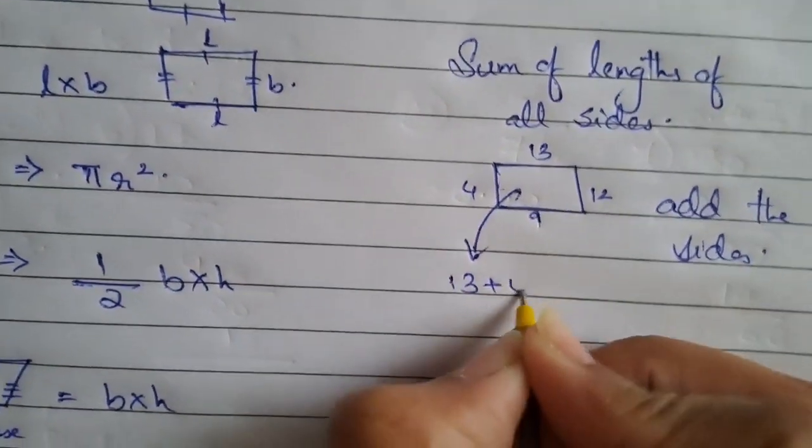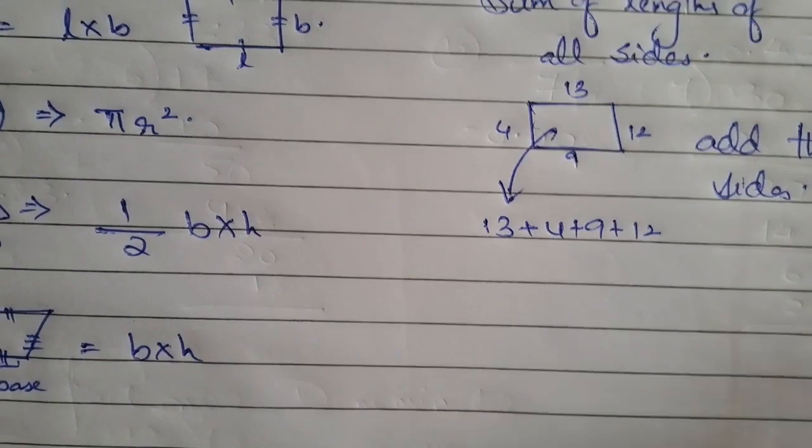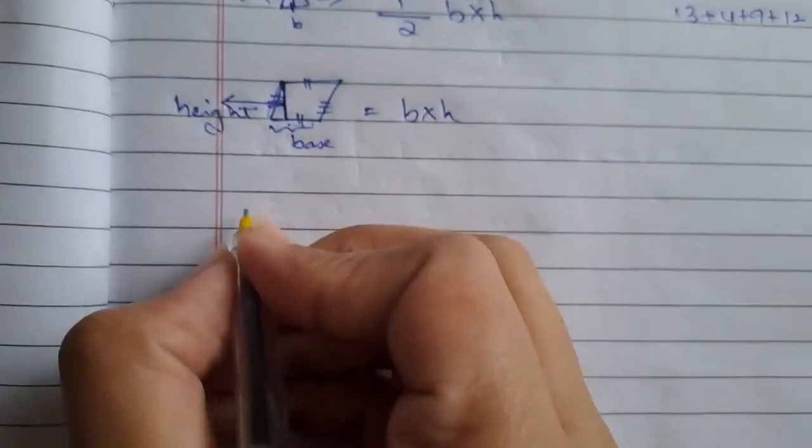So 13 plus 4 plus 9 plus 12, whatever order you want to add it in, you will get the perimeter for this particular shape. Okay, now moving on to the first exercise, that is 11.1.